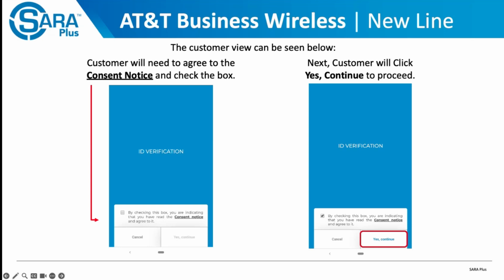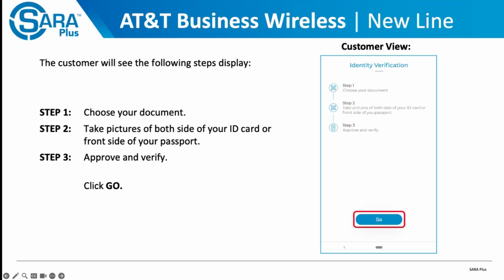Customer will need to agree to the consent notice and check the box. And next, customer will click Yes, Continue to proceed. The customer will see the following steps displayed. Step 1, choose your document. Step 2, take pictures of both sides of the ID card or front side of your passport. And step 3, approve and verify. To start the process, customers will need to click Go.